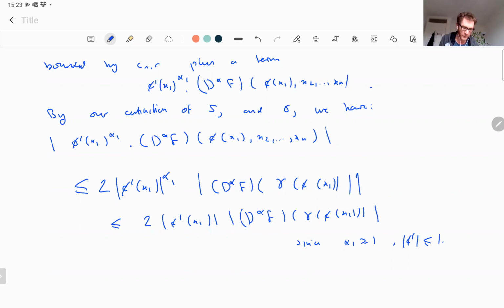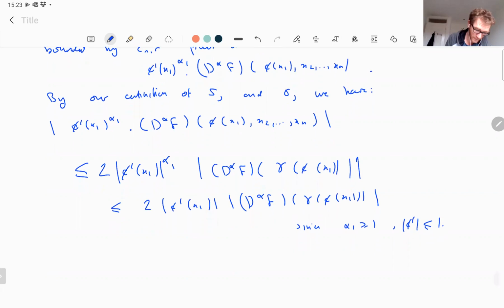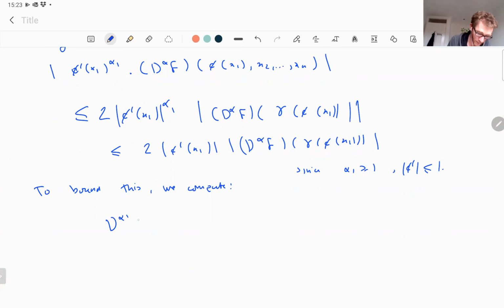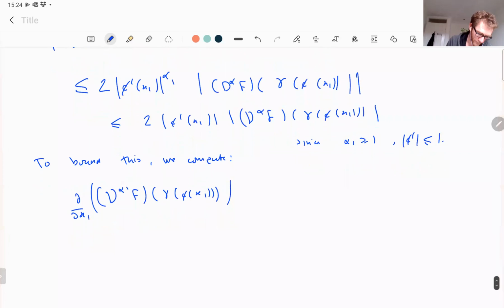So we need to handle this. Okay, so to bound this, we compute. So I'm going to take d alpha prime of f. So remember that alpha prime is the one where I have to differentiate it with respect to x1 to get alpha. So I consider that evaluated at gamma of phi, x1. And I differentiate this composition with respect to x1.